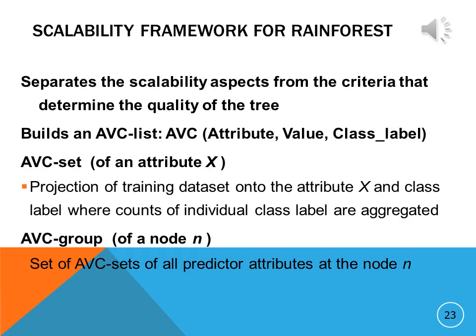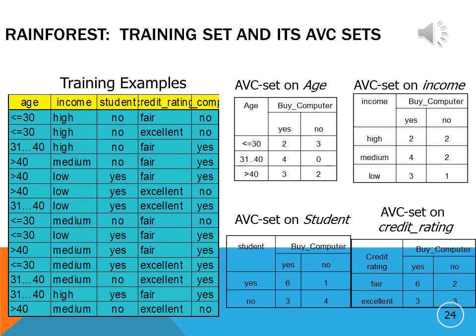These lists summarize how each attribute's values are distributed across class labels. An AVC set is created for each attribute by projecting the dataset on that attribute and aggregating class label counts. An AVC group at a node includes all AVC sets for the attributes at that node, enabling efficient tree construction even for large datasets. This slide shows the AVC sets for attributes such as income, age, student status, and credit rating.